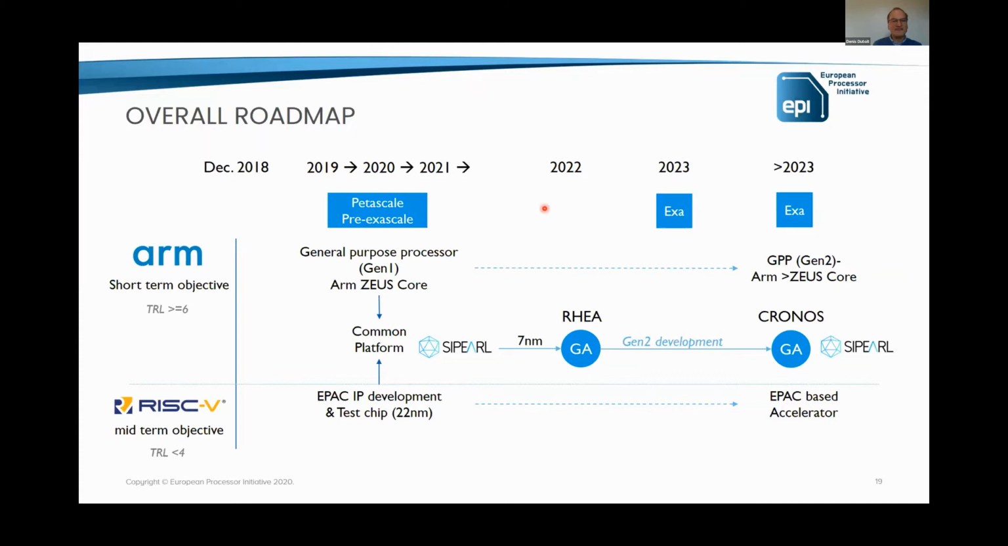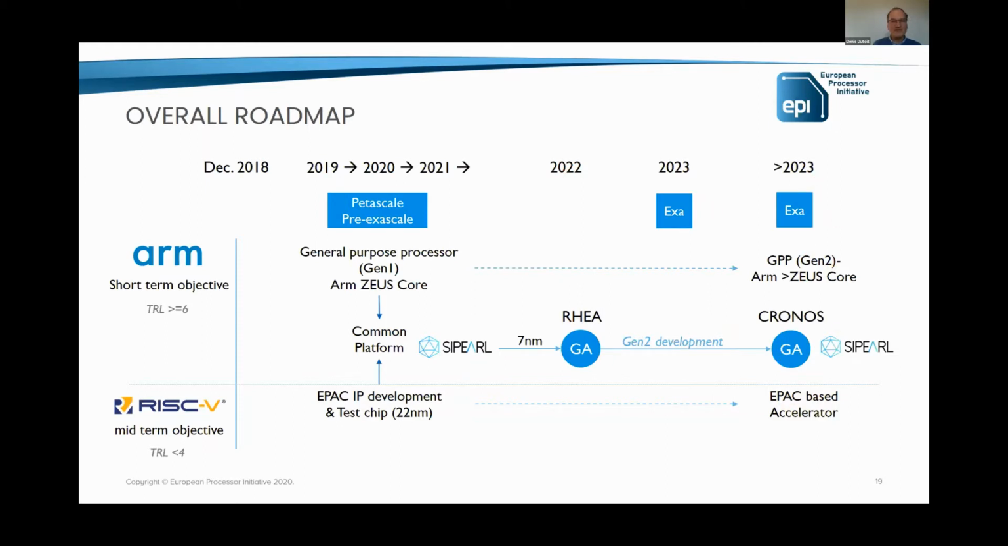For this first phase of our project, we are targeting processors able to sustain petascale and pre-exascale levels of performance at the supercomputer level. Then, following this first generation of processors, the second generation will be called Chronos, still with ARM cores, and with general availability after 2023. This is the time frame for the second phase of the project. So first generation in 2022, second generation after 2023.